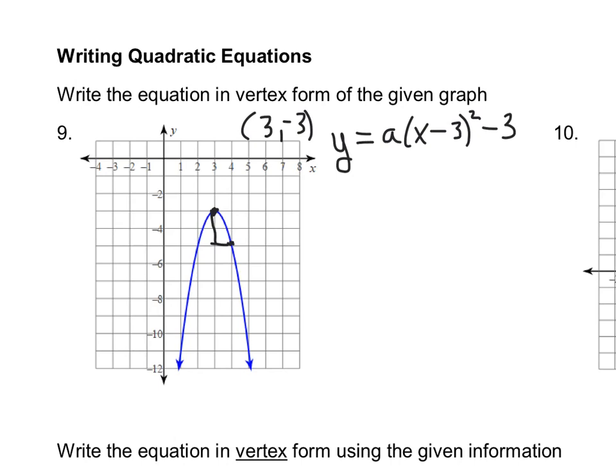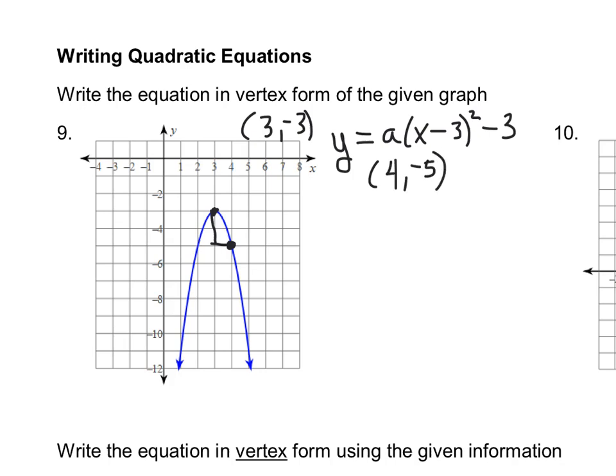Now I'm going to use this point right here to solve it algebraically to show you that our a value is going to be -2. So let me show you how that works. I'm going to take this point. Now this is the point (4, -5), and I'm going to take that point (4, -5).